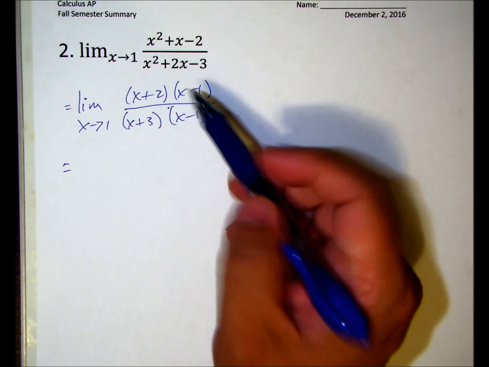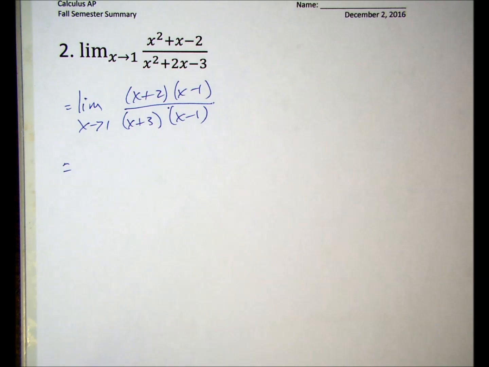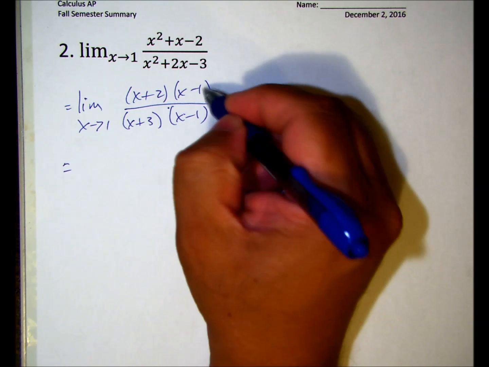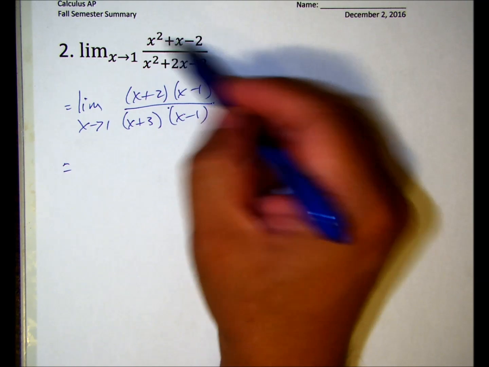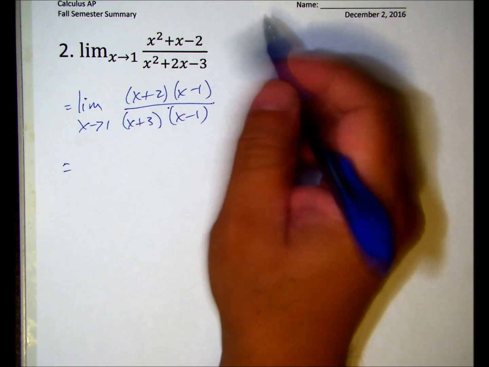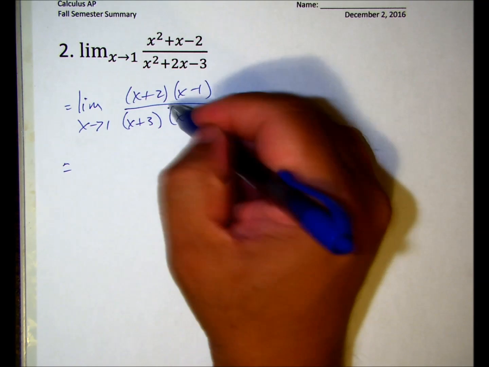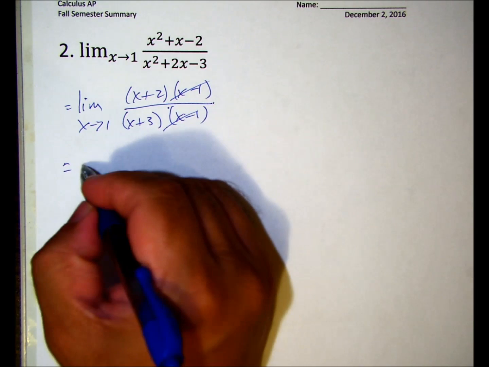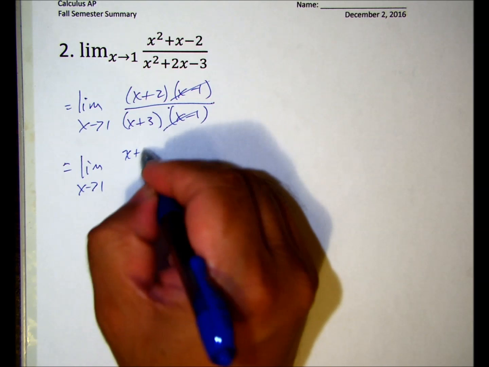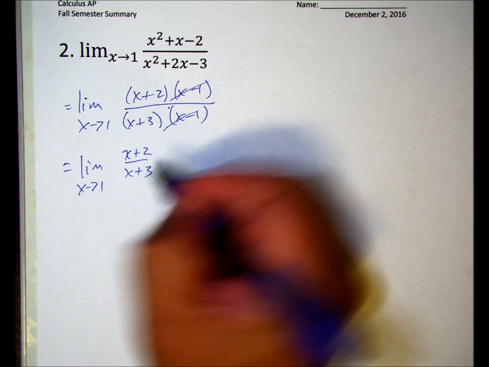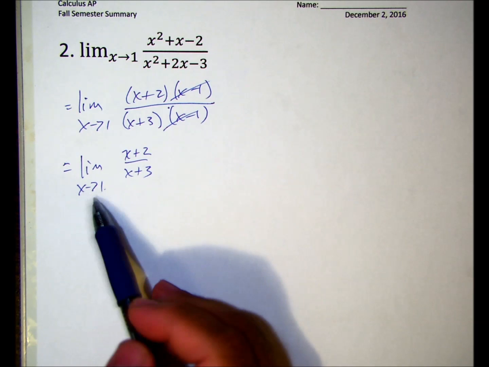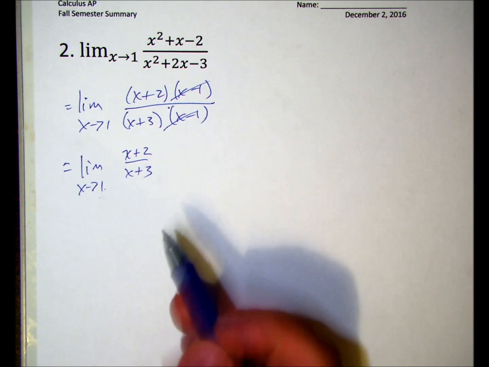Remember, the goal for any kind of limit is to be able to plug it in. And since plugging it in gives us an indeterminate form, 0 over 0, right? If we plug in 1, the numerator turns into 0 and the denominator turns into 0. So it's no good. But here, we can cancel the x minus 1. And remember, when you take the limit, they're equal to each other as long as they're the same, except at that value where you're going to.